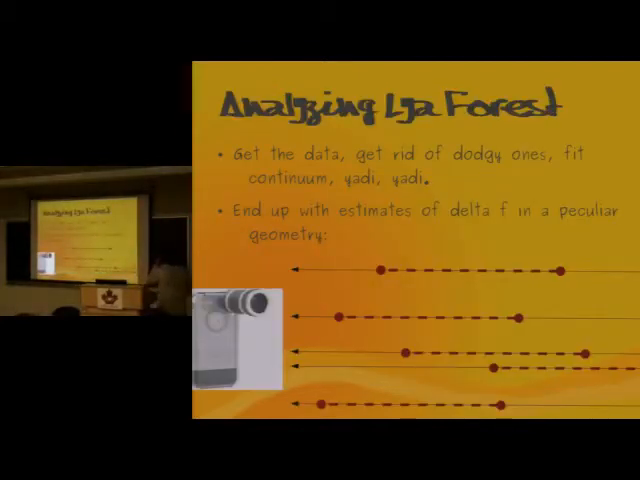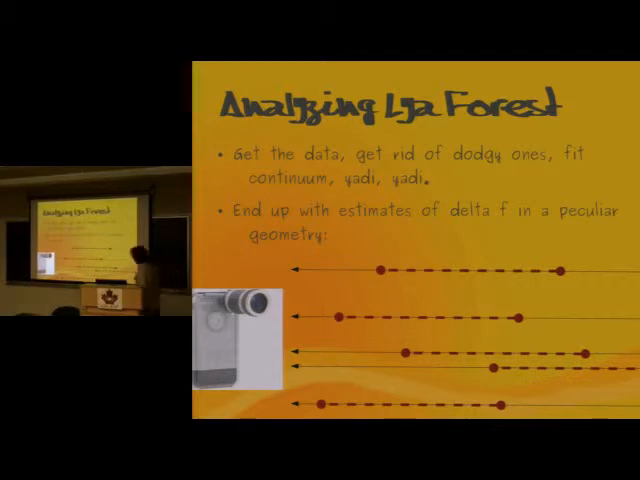So how are you going to analyze this Lyman-alpha forest? Okay. So you get the data, you get rid of dodgy ones, you mark bad pixels, you fit the continuum, blah blah blah, and then you end up with estimates of the delta flux, which now follow this peculiar geometry, right? So you have these lines of sight towards you, and in each line of sight you have a region between Lyman-alpha and Lyman-beta where you have some points, telling you your estimate of delta f at this point.